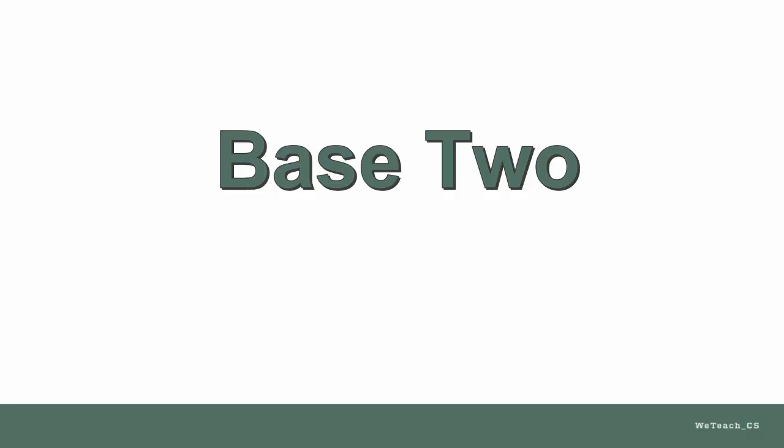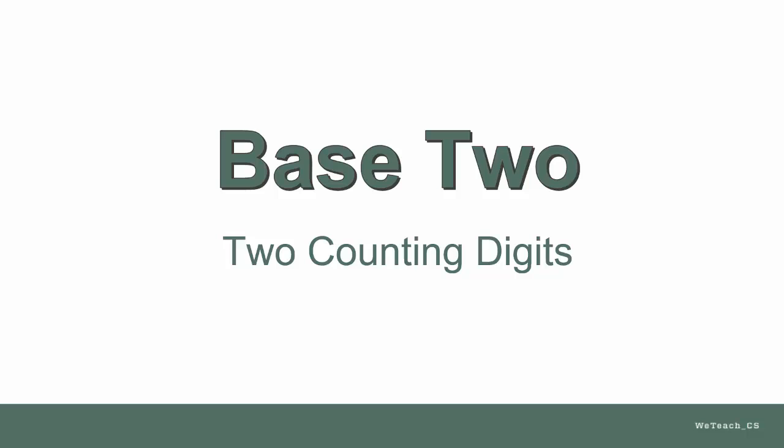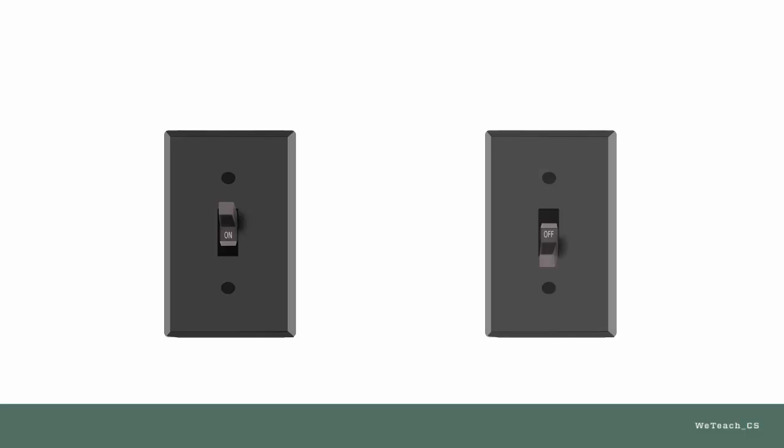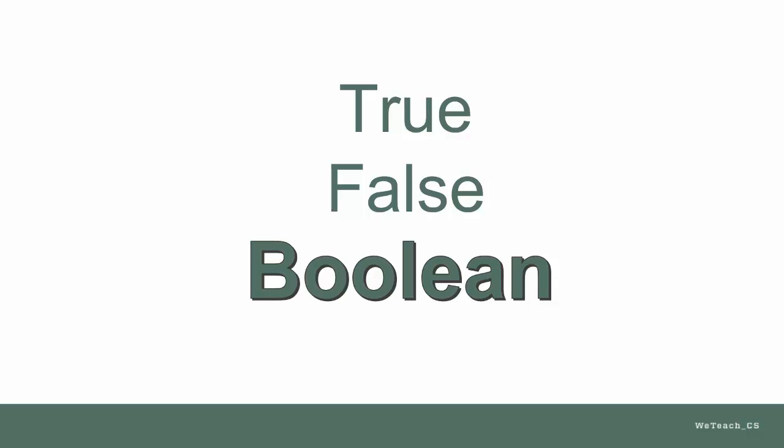Why is it called base 2? You probably know by now. It is because there are only two counting digits, 0 and 1. This idea is commonly symbolized in several ways. A flag that is up or down, a light switch that is on or off, or a condition that is true or false, often called Boolean.